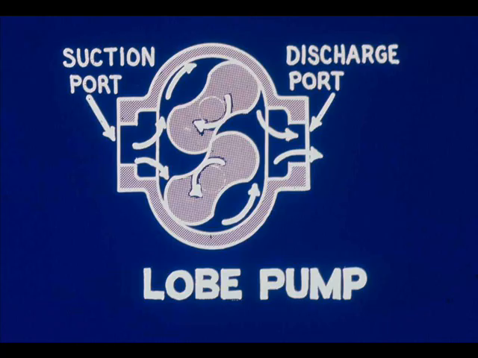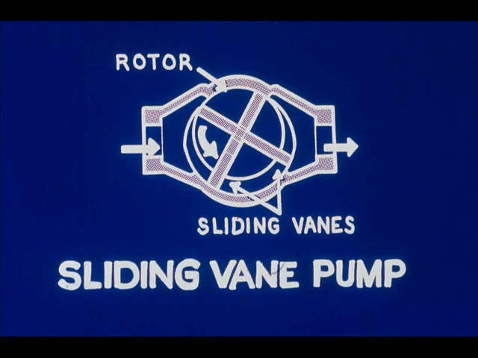As the lobes in a lobe pump rotate, they too reduce the volume the liquid can occupy and force it out into the discharge line. The sliding vane pump works on the same principle. Vanes are mounted on a rotor that is eccentric to the pump casing. As the rotor turns, vanes first slide out to trap a quantity of liquid, then slide in to reduce the volume the liquid can occupy and force it into the discharge line.